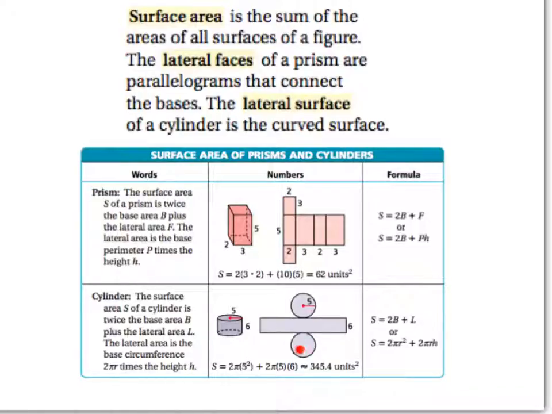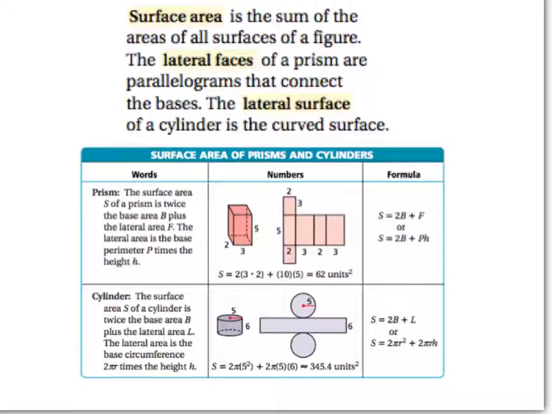Now for this one, this is the base and this is the base. So this is your lateral surface. Okay, so please make sure you guys know that the lateral surface is what connects the two bases together. Now the formula that we're gonna use is, well, there's multiple formulas.